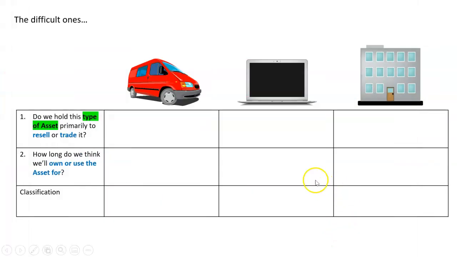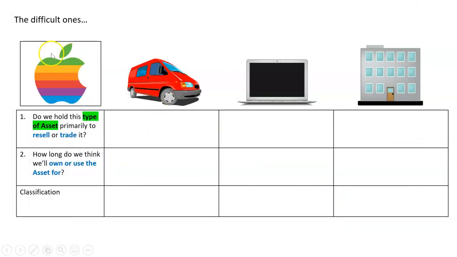Let's just take a slight difference. The exact same assets, but let's say we are now Apple. So let's go back to the car. Apple owns cars, for its executives and to move things around, deliveries and such. Do we hold this type of asset primarily to resell or trade it? No. Apple's not in the business of selling cars. So they don't buy vehicles primarily to resell them. They use them in their business.